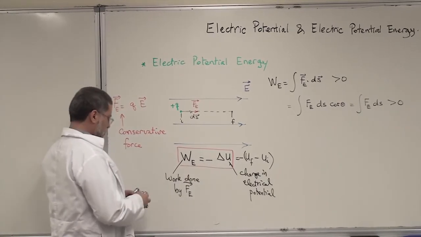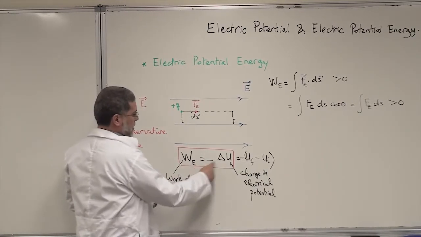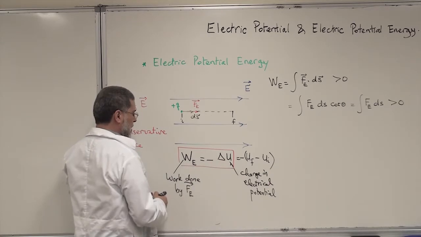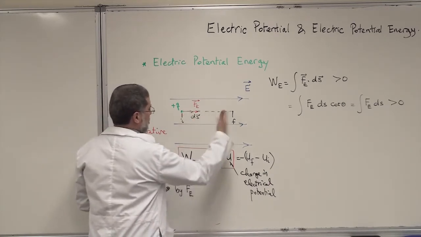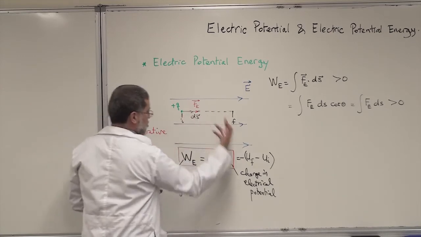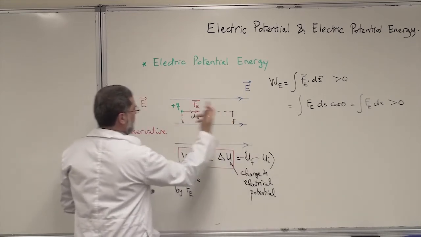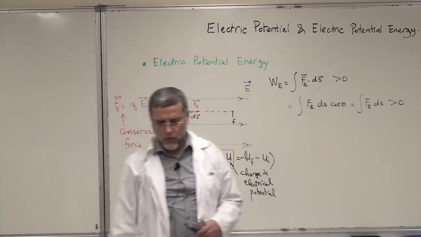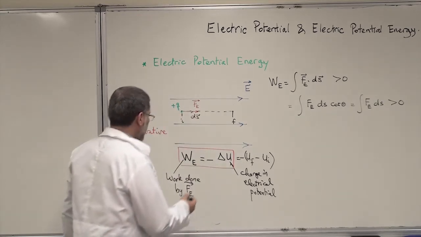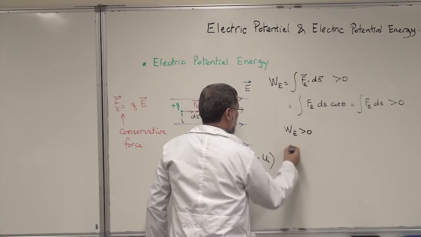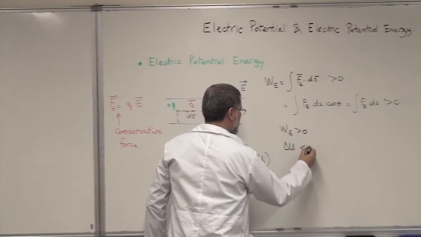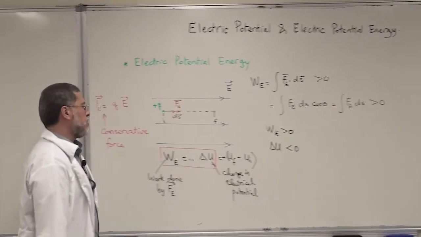And it is positive, and therefore, because of the minus sign here, delta U is going to be negative in this case. So we said that electrical potential energy has decreased as we go from I to F. So W E is positive, and delta U is negative.